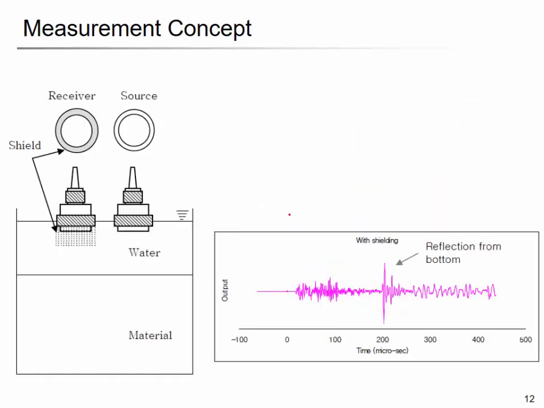And the measurement concept is like this. So you have a source here and the receiver. And when you propagate the wave, you have an interface between water and material, so it will bounce back. And also, it's going to bounce back at the bottom of the chamber. Right? Maybe this can be a steel chamber, or maybe just acrylic plastic or whatever, soil and water. Right? So then you have reflection from the bottom like this, a reflective wave.